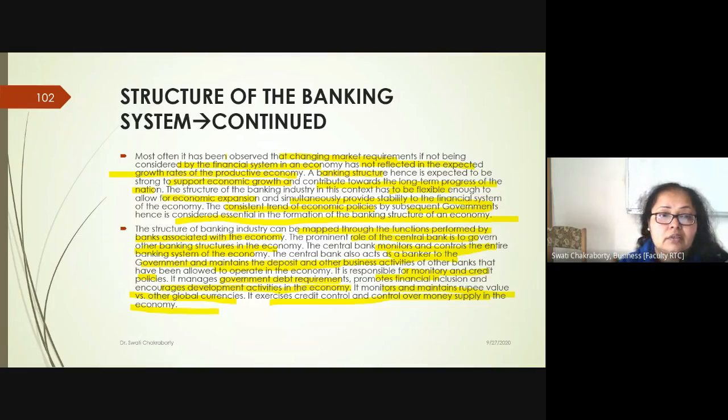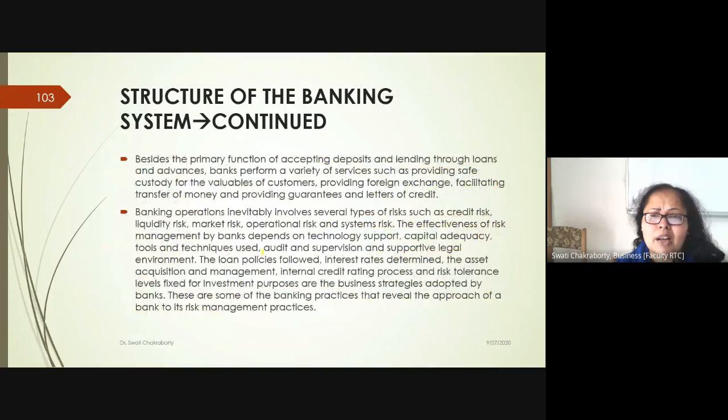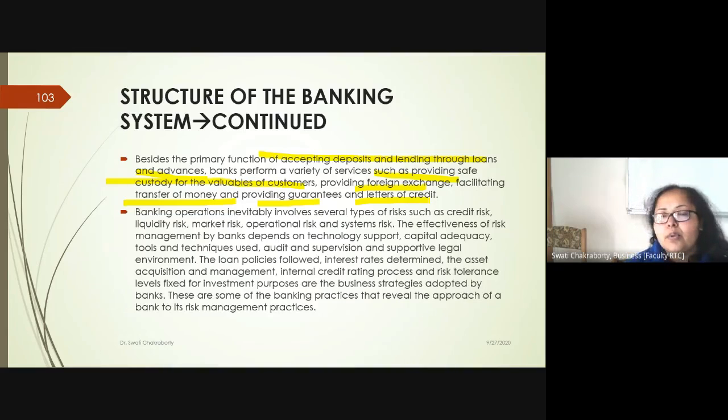Besides the primary function of accepting deposits and lending through loans and advances, banks also have a variety of other services, such as providing safety custody for valuables of customers, providing foreign exchange, helping in transfer of money, providing guarantees, and giving letters of credit, right, when they stand as guarantor on behalf of their depositors. It could be someone who is either an importer or an exporter, when you have business going on. So banks stand as your guarantor.